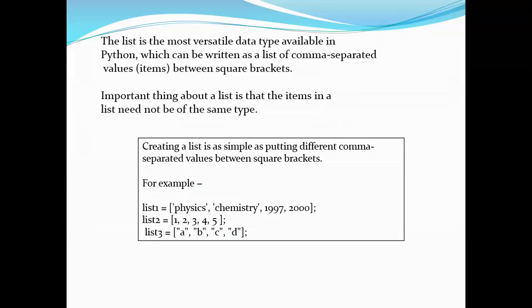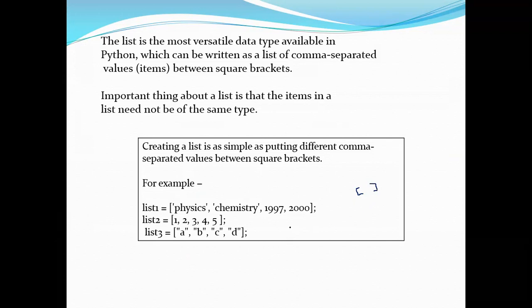List is one of the most versatile data types. Why? Because it can store data items of any data type separated by commas. If I need to declare a list, what do I need to do? I need to have all the data items separated by commas, enclosed inside square brackets. So what is a square bracket? This is actually called a square bracket, and all lists are represented using square brackets.